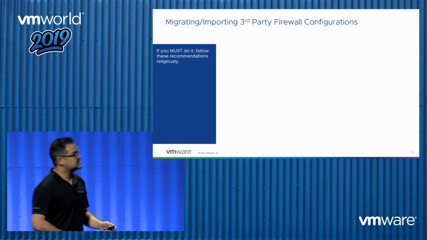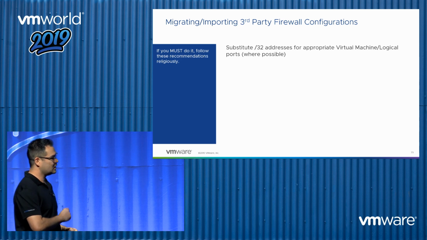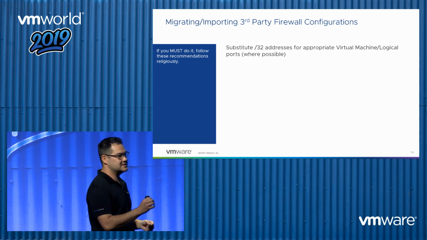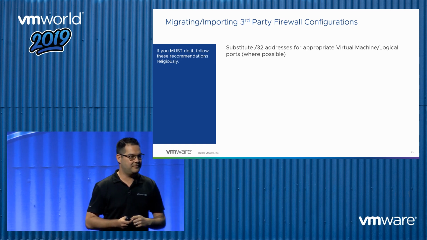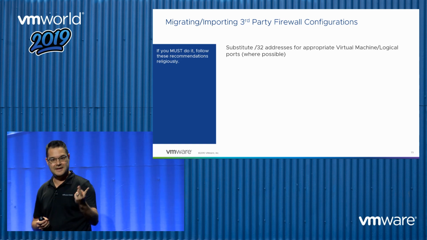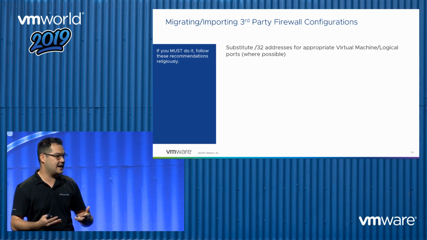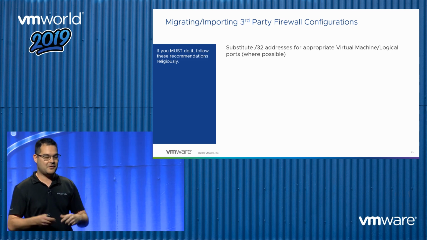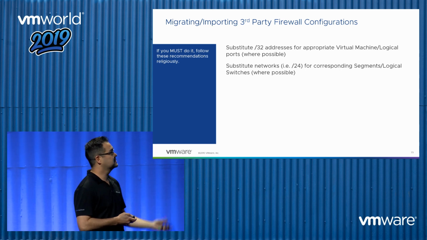There we go. So if you must go ahead and do this, what are we going to tell you to do? For every IP address that is a /32 or a host address, if you can match it to a VM object or a VNIC, replace it with that as part of your importing process. You'll need to figure this out as you do it, because every firewall is different. But if you find them, replace them with the objects.